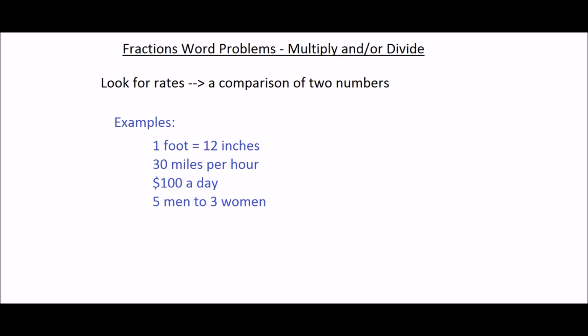So just remember that a rate is a comparison of two numbers. Could say that they're the same, could say that they're equal. Like in that first example, 1 foot equals 12 inches. Those are our two numbers. If I go 30 miles, this one's kind of tricky. You got to remember the other number here. Per hour means 1 hour. So I'm comparing my distance of 30 miles to the time of 1 hour. Same idea here with $100 a day. 100 is one of the numbers, $100. A day, that's 1 day. So that's my other number. And then 5 men and 3 women, you've got your two numbers there.